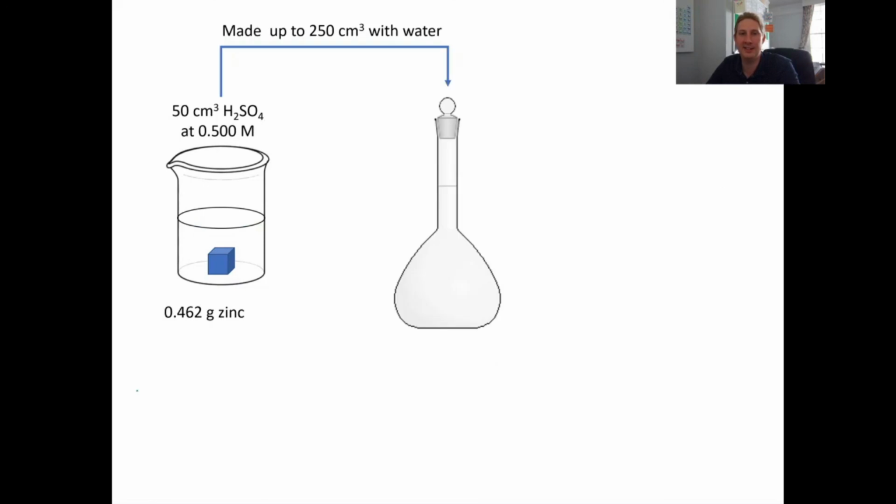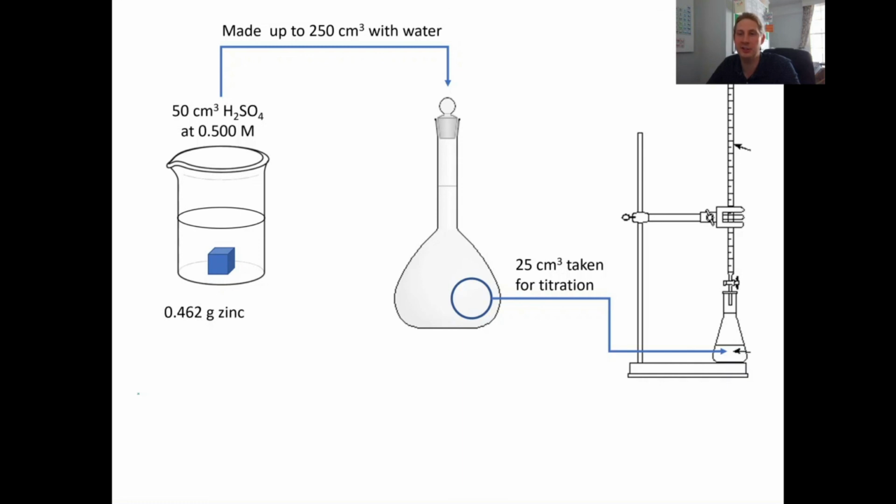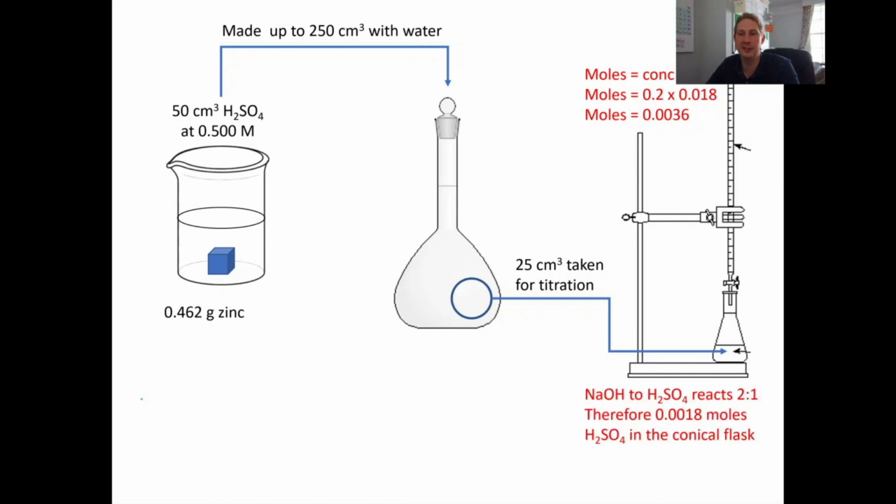Zinc in acid, made up to 250 cm³ with water. Titrate it. That's how much sodium hydroxide is needed. If you hadn't managed to sketch that out, now see if you can work backwards from the titration. Okay, moles of sodium hydroxide, 0.0036. We know it's a 2-to-1 ratio now, careful with that, so 0.0018 moles of sulfuric acid in the conical flask. Multiplying that by 10, we therefore know that there's 0.018 moles of sulfuric acid in the whole flask.